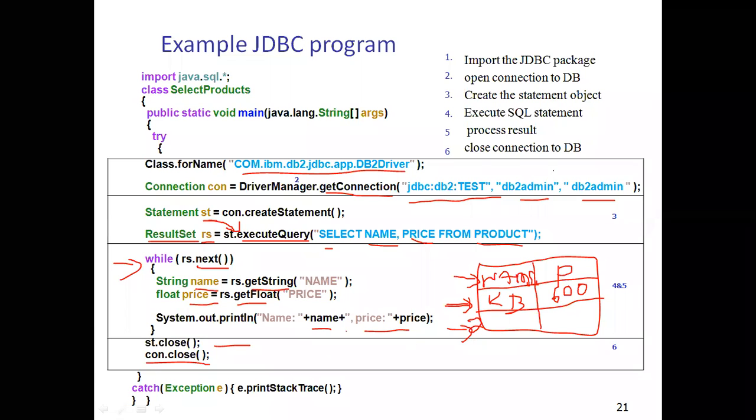So the fourth and fifth steps are executing the SQL queries and processing the result. The third step is creating the statement, the fourth is executing the query, and the fifth step is processing the result. Then the sixth step is closing the connection. Are you getting it?